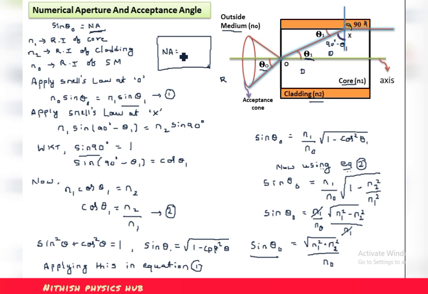What if the surrounding medium is air? You know that the refractive index of air is always equal to 1. So the n0 value is replaced with 1. The remaining numerical aperture is equal to the square root of n1 square minus n2 square. Why? Because the refractive index of the air medium is always equal to 1.